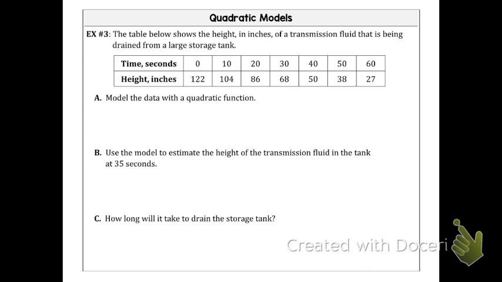All right, then example 3, the quadratic models. The table below shows the height in inches of transmission fluid that is being drained from a large storage tank. So we have the time and we have the height. It says model the data with a quadratic function. So we're going to put this in our calculator so we can find that quadratic function.